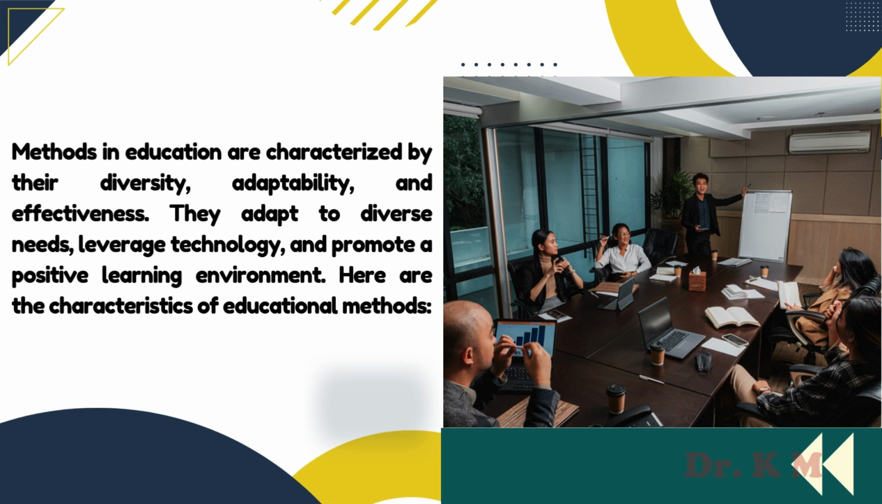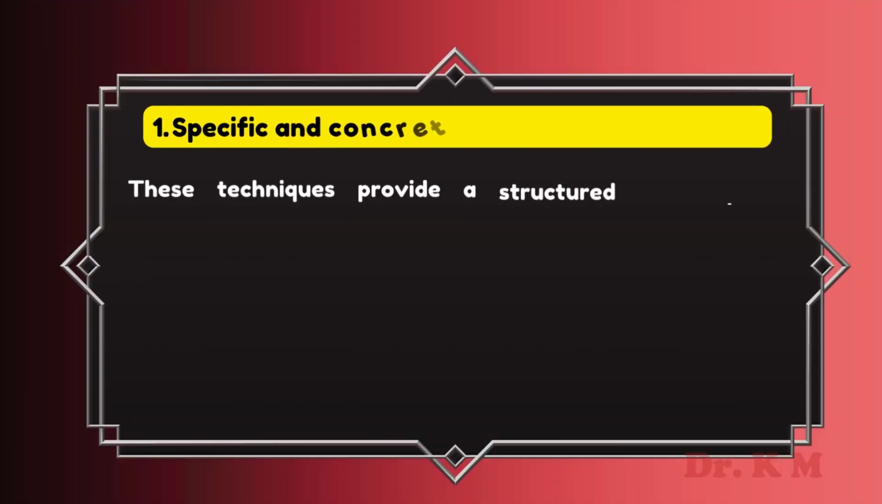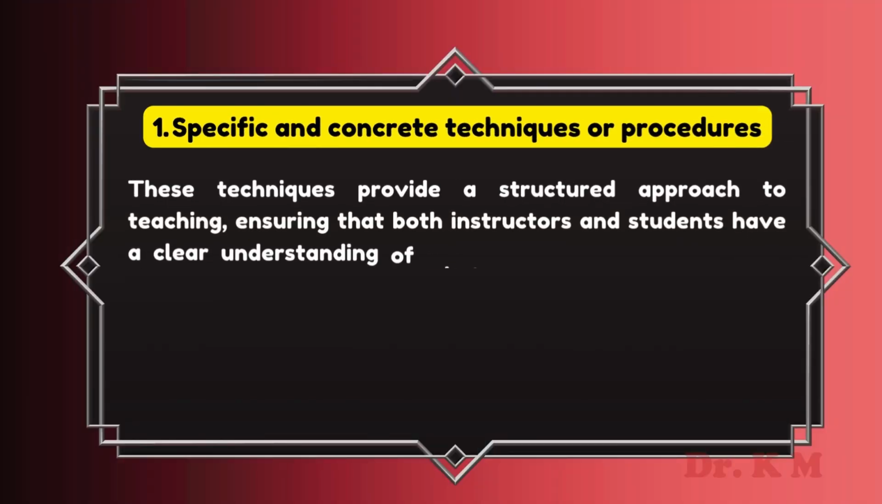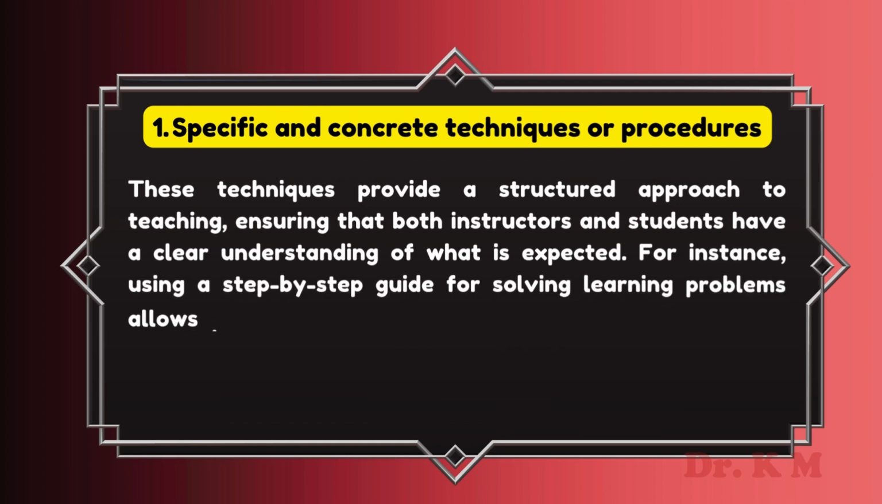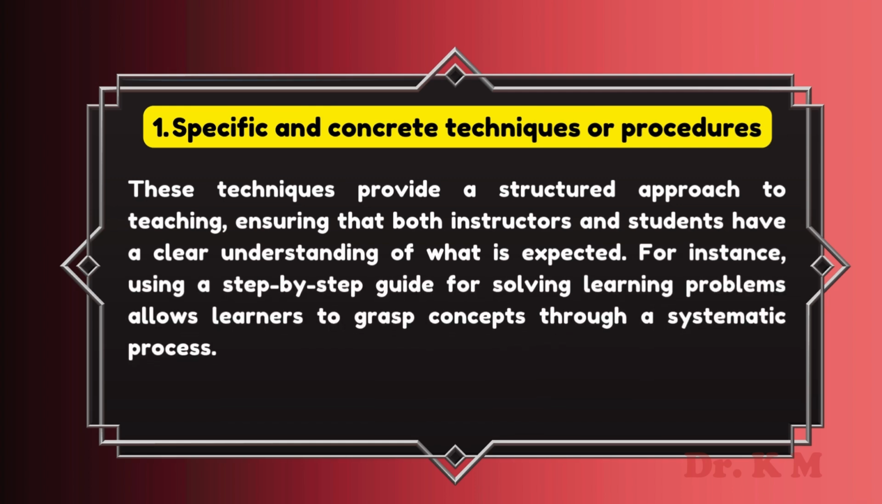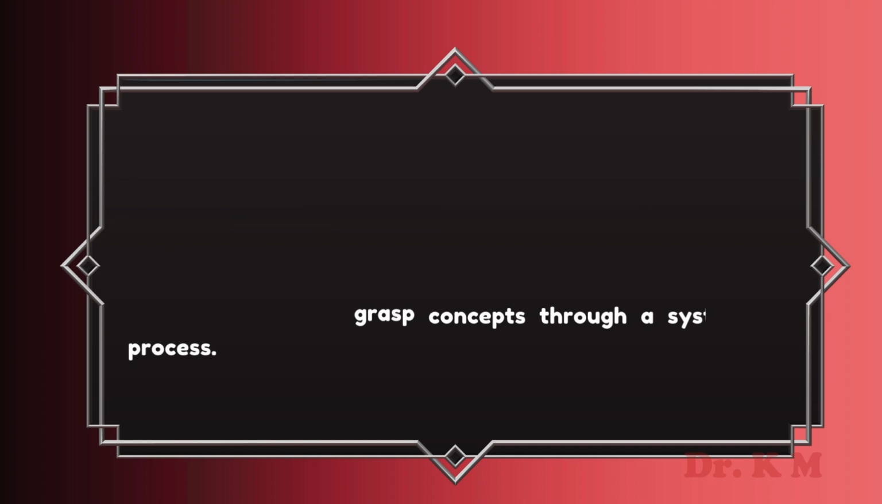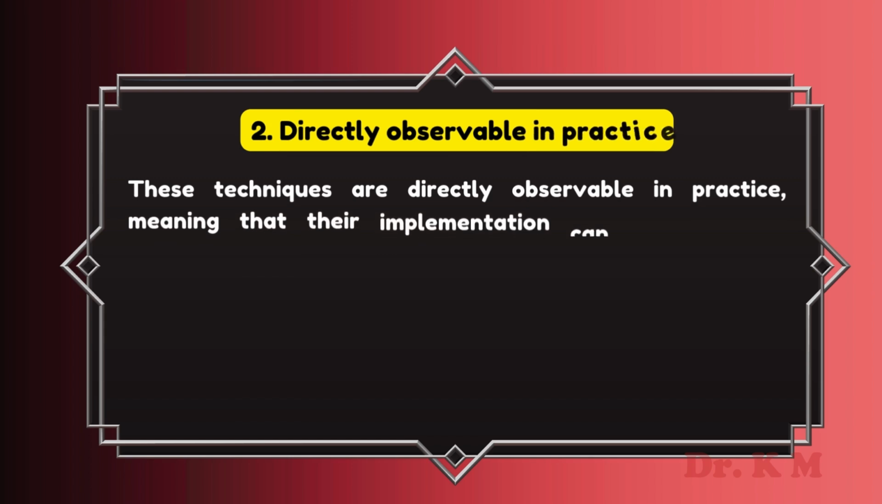Here are the characteristics of educational methods. 1. Specific and concrete techniques or procedures. These techniques provide a structured approach to teaching, ensuring that both instructors and students have a clear understanding of what is expected. For instance, using a step-by-step guide for solving learning problems allows learners to grasp concepts through a systematic process. 2. Directly observable in practice.